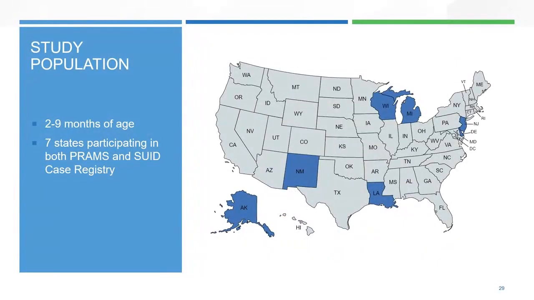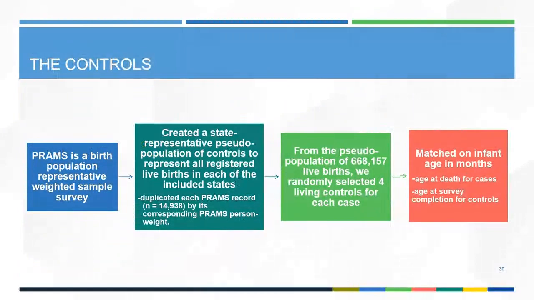The study population consisted of infants who resided in Alaska, Delaware, Louisiana, Michigan, New Jersey, New Mexico, and Wisconsin, which are states participating in both the SUID case registry and PRAMS. PRAMS provides a representative sample of live-born infants from the participating states and jurisdictions.